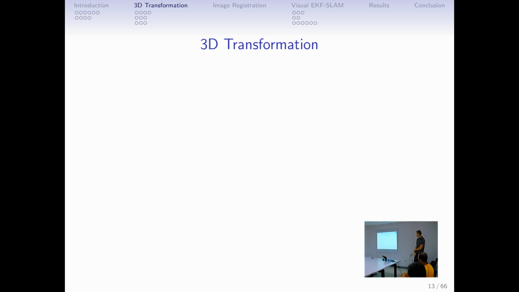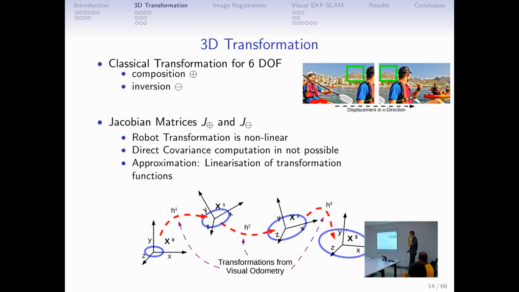So, now start with the mathematical background. The classical transformation consists mainly of two major operations, the composition and the inversion. At this point, we get new information from our visual odometry, remember, the displacement, and we want to add this information to our state. And this we are doing with the composition, so we are composing this information to get a new absolute state.